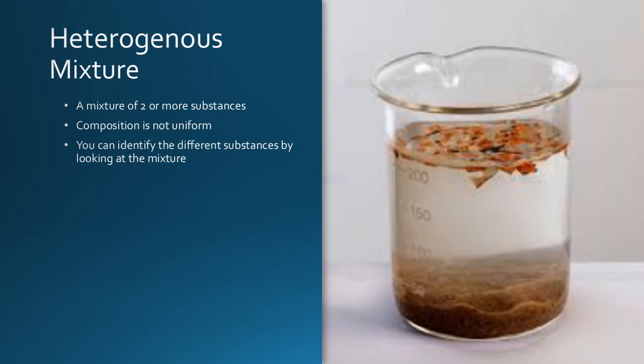A heterogeneous mixture is a mixture of two or more substances whose composition is not uniform, and you can identify the different substances just by looking at the mixture. The example we see here is sand and sawdust mixed with water. So you can see the sand in a layer at the bottom of the beaker, with the water sitting on top, and the sawdust floating in the water. You can easily identify the three different parts of this mixture.